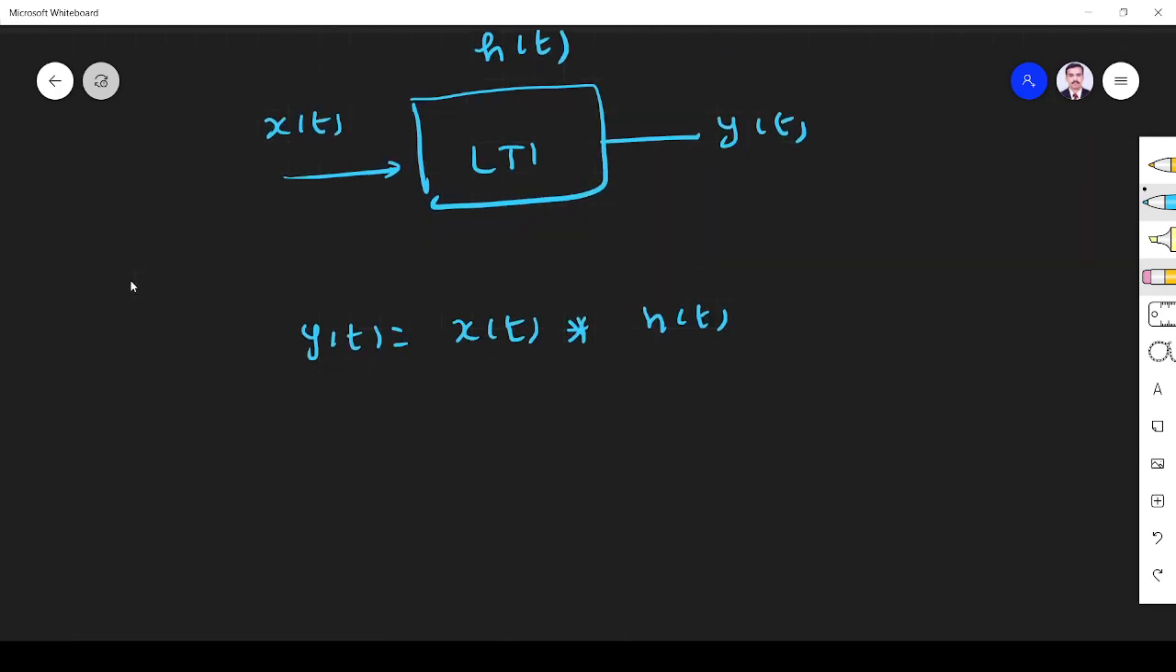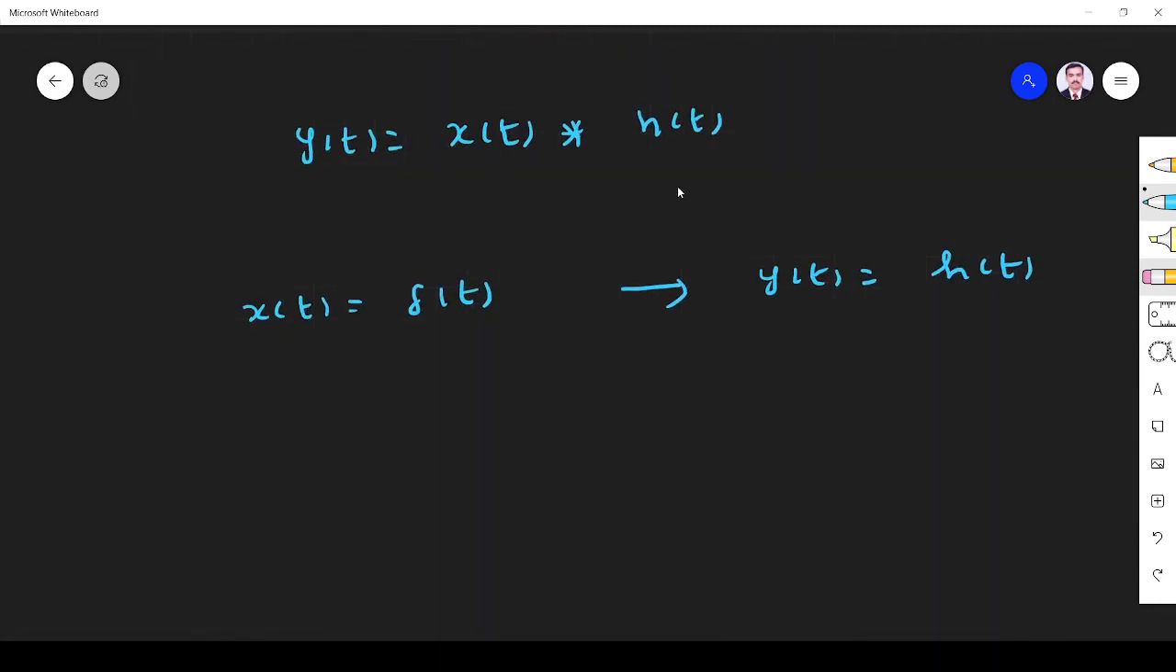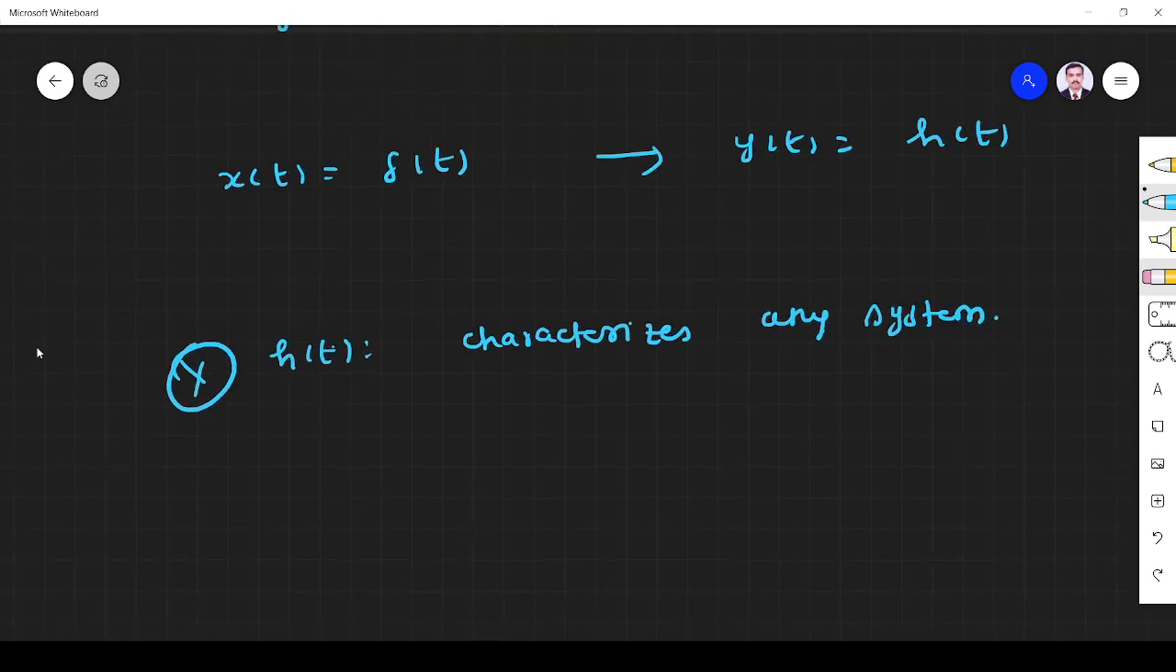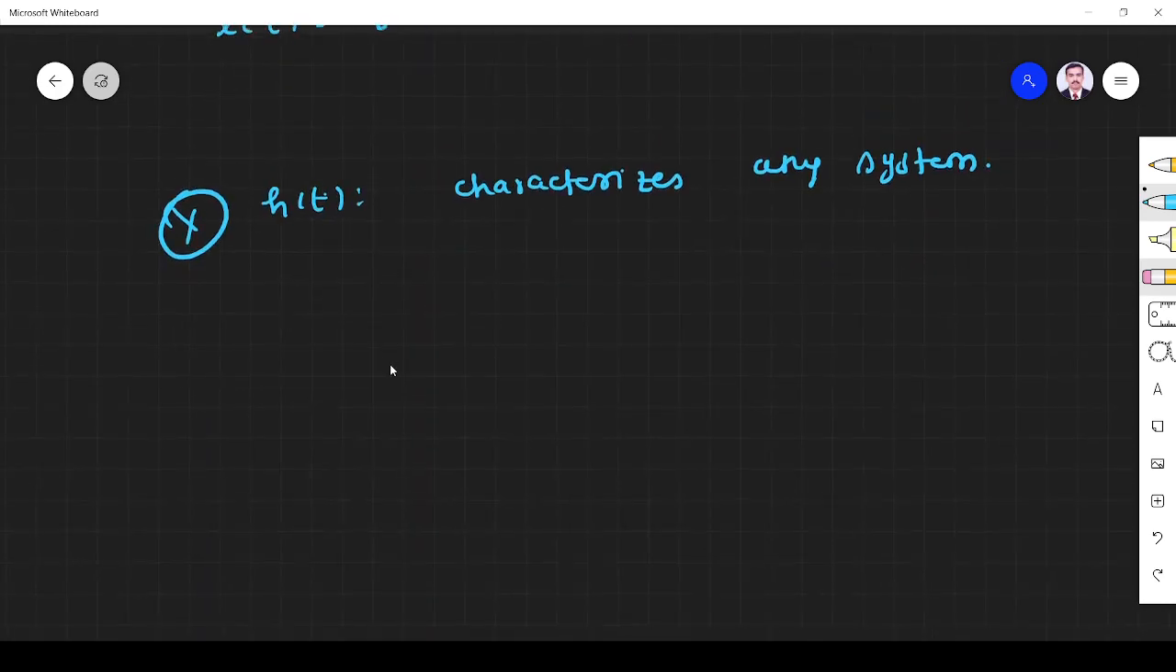So what is impulse response? When input is unit impulse, what is the output we are getting is impulse response. So when x of t is delta of t, what is the y of t value? That is called impulse response. So h of t characterizes any system, right? So that is a very important point. Okay, so output is a convolution between input and impulse response. So we must know some basic convolutions, so that may be useful in the exam for solving the problems.